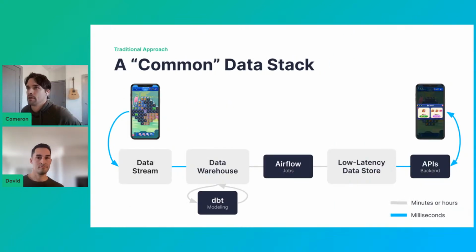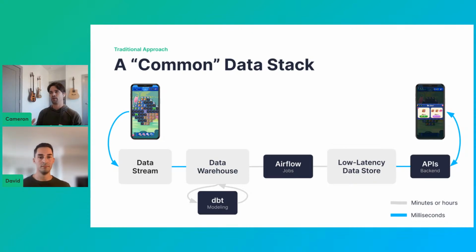So this would be a common approach, right? Here's a common data stack, a common way that people might approach this problem. Basically what you see here is you've got an event stream, maybe you're using Kafka or Red Panda or something like that, and you're sending that data to a data warehouse. You're doing some modeling with DBT, setting up some Airflow jobs, and putting this data into a low latency store, maybe a columnar OLAP like ClickHouse or Pinot or Druid or something like that. And then you're publishing APIs so that you can serve that campaign back to the user.